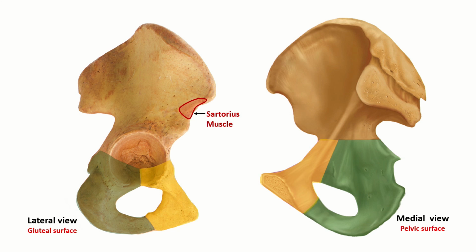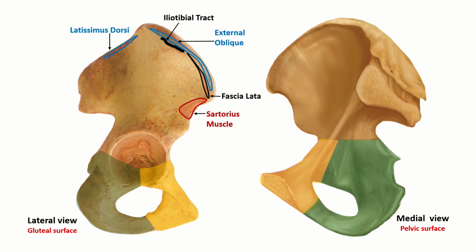The outer lip gives attachments to the fascia lata in front of the tubercle. Secondly, it provides insertion to the external oblique muscle in the anterior two-third and origin to the latissimus dorsi behind the highest point of the crest. At the tubercle, there is attachment of the iliotibial tract, which is basically a condensation of fascia in the thigh, and it also gets its attachment over here.